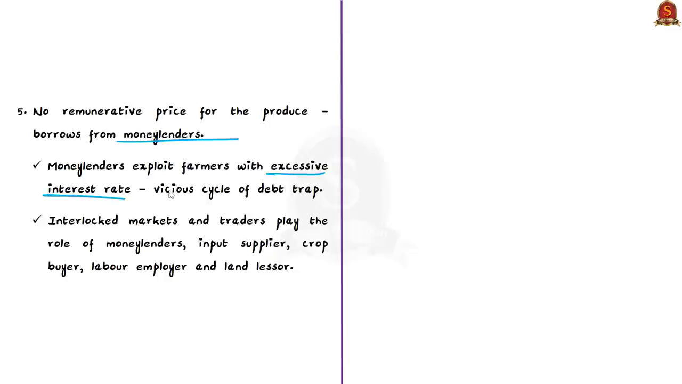So now farmers are in the vicious cycle of debt trap. According to the author, this debt trap is further enhanced because the markets are interlocked or connected.